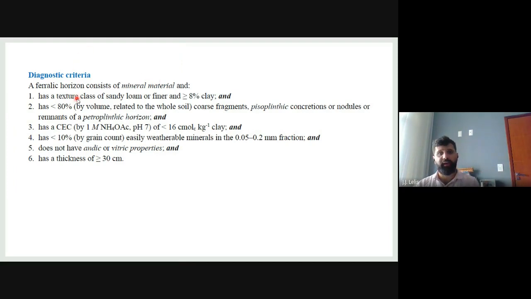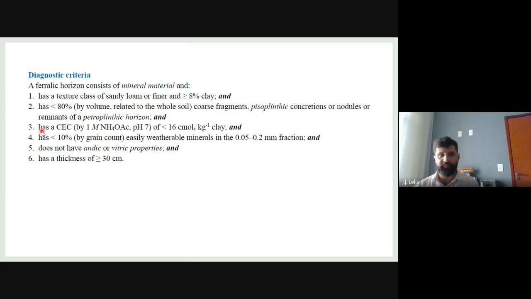It has less than 80% of the volume of the whole soil composed of coarse fragments or petroplinthic concretions or nodules or remnants of a petroplinthic horizon. I'm not sure about what petroplinthic concretions or a petroplinthic horizon are. We will talk about them in the future, but they are just concretions. So the Ferralic horizon does not present a high volume of coarse fragments or concretions or nodules, okay?